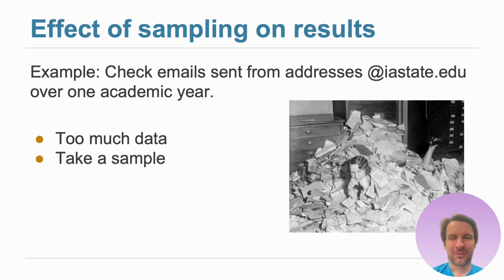There is an interesting problem of how do you sample and what are the effects of sampling. Something to be aware of. So let's say I would like to look at emails that are sent and received at Iowa State edu addresses over one academic year. There are too many of them, so I would like to take a sample and look at some sample emails. So how do you take a sample?